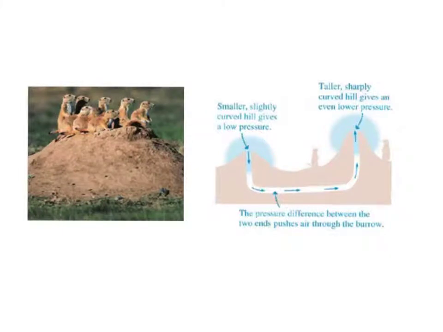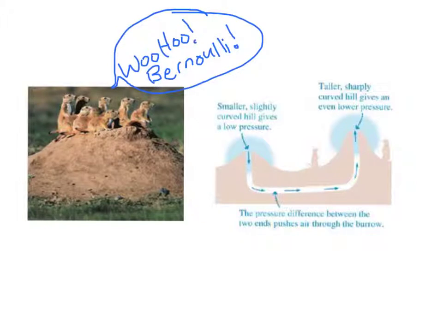Bernoulli's principle is so easy to understand, even the prairie dogs understand Bernoulli's principle. You see, when these fellows go and make their tunnels, right, they always put one tunnel up a little bit higher than the other. The smaller, slightly curved hill gives low pressure. The taller, sharply curved hill gives an even lower pressure. And the pressure difference then, as that air moves over the top of the tunnels, right, that pressure difference allows the air to be pushed through the tunnel, giving these guys a nice little air conditioning system.